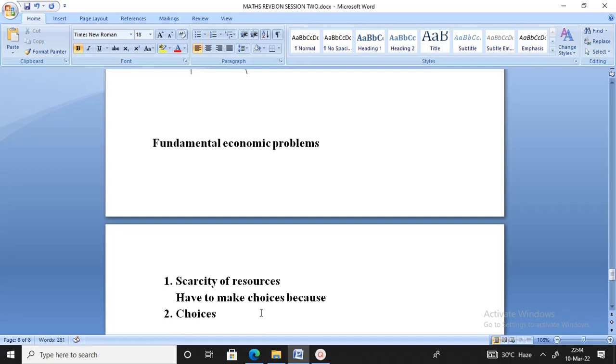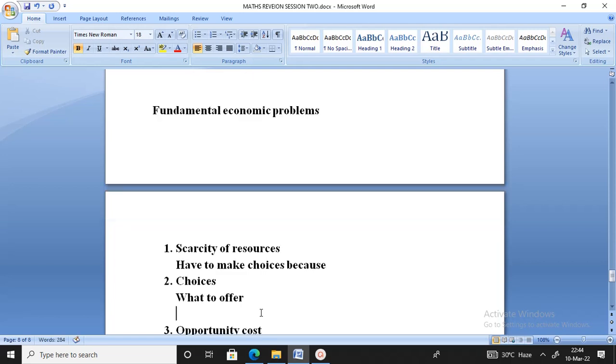So the choices they make are in line with what to produce or what to offer. Since it's a service industry, they have to decide what to offer. Number two, they have to decide how to offer those services, because the resources are scarce and you want to get the best out of the available resources. So how to offer answers questions of efficiency, so that resources are not wasted.